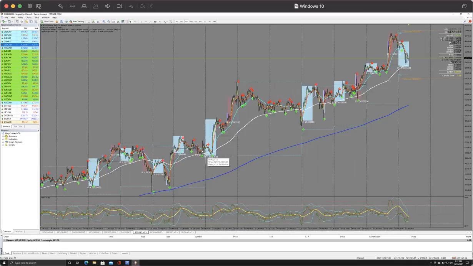What you don't want to do is look for reasons to sell in an uptrend, and you don't want to look for reasons to buy in a downtrend, especially when the trend is clear. The EMAs are pointing upward. That means the trend is clearly an uptrend.